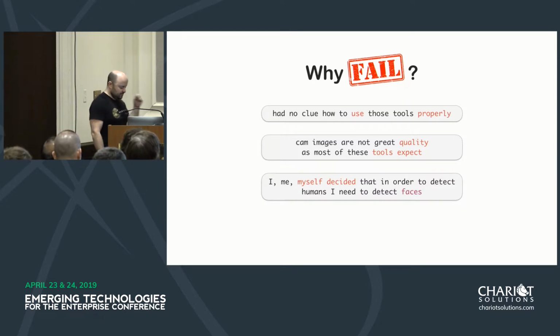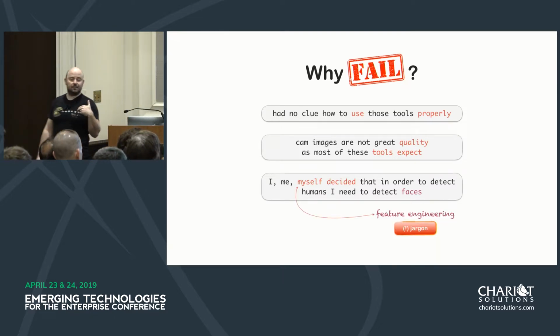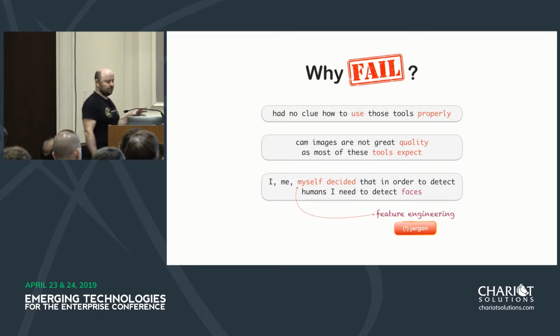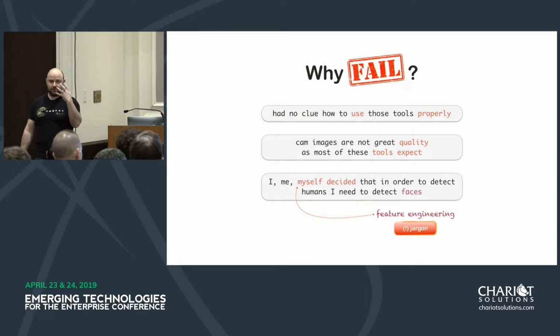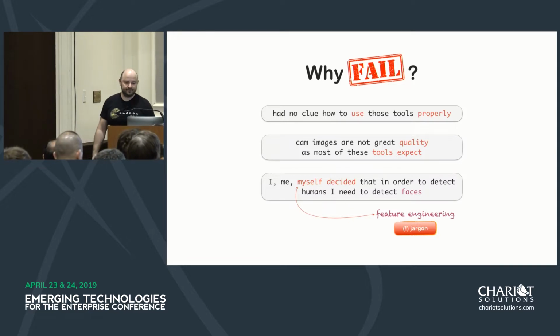But the main problem with this approach is that I decided that in order to detect humans, I need to detect faces, right? So this is something that's called feature engineering. I'm going to introduce some jargon, but this is the first kind of jargon. So face is a feature of a human. I decided that this feature is most important and more important than other features. And I kind of engineered this into my problem. So that's called feature engineering.